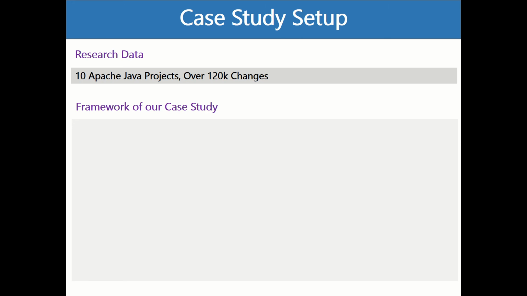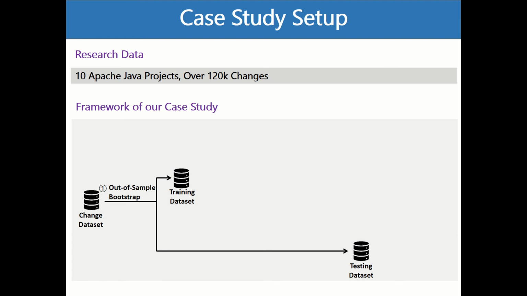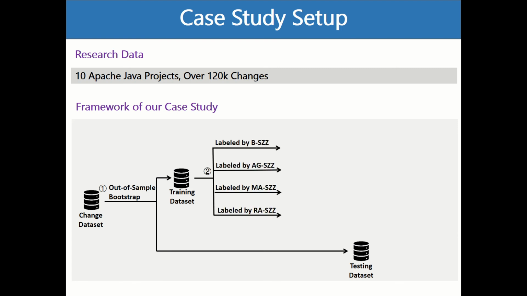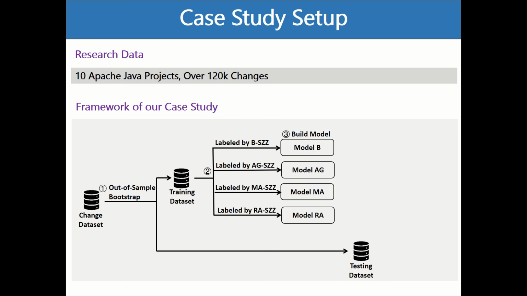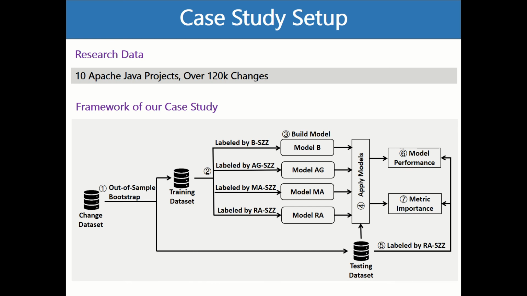For each studied project, we use out-of-sample bootstrap to generate a training set and a testing set. For the training set, we use the four SZZ variants to label the changes. Next, we build four prediction models based on the changes labeled by the four SZZ variants. Then we apply the four models on the testing set. After that, we use SZZ to label the testing set. Finally, we calculate and compare model performance and metric importance for the four models. We iterate this bootstrapped process 1,000 times.